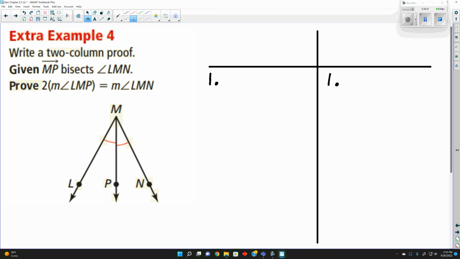All right, guys, let's look at this here. So we start with the MP bisects angle LMN, and this is our given. Because we always start with the given. Now we want to prove that 2 times the measure of angle LMP is equal to the measure of angle LMN. Now if we know that MP bisects the whole angle, we know that those two angles should be what?